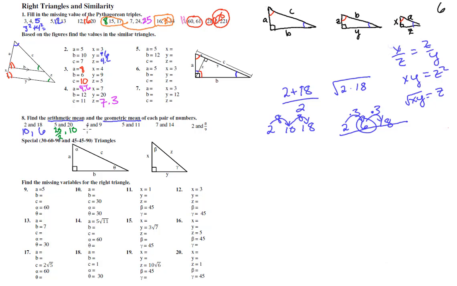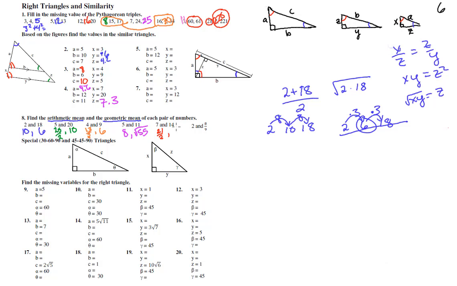All right, 4 plus 9 is 13 divided by 2, so 13 halves, or 6.5, is the arithmetic mean. And 4 times 9 is 36, square root is 6. That's the geometric mean. 5 plus 11 is 16, divided by 2 is 8. That's the arithmetic mean. 5 times 11 is 55. Square root is the square root of 55. That one didn't turn out to be really cool. 7 plus 14 is 21. Divided by 2, that's the arithmetic mean.